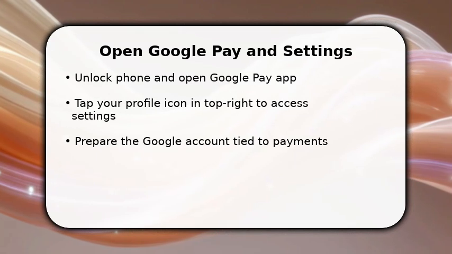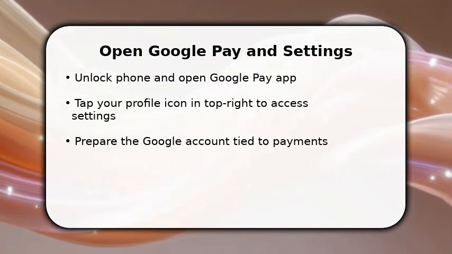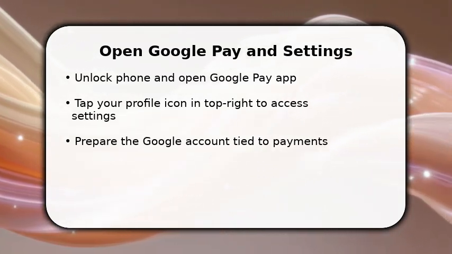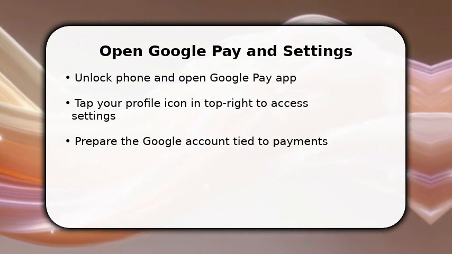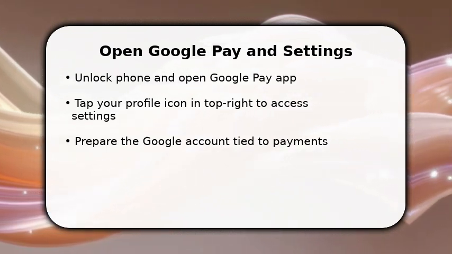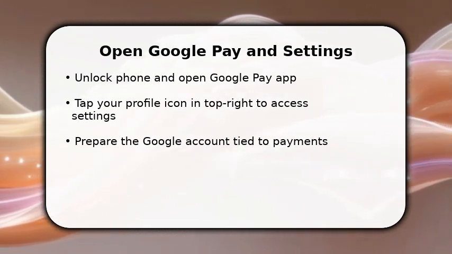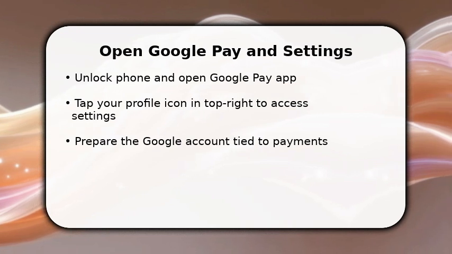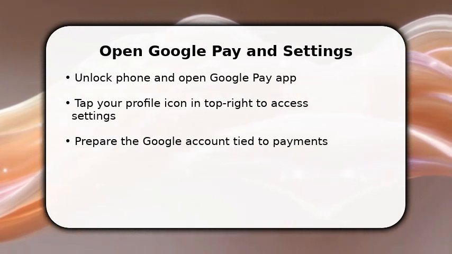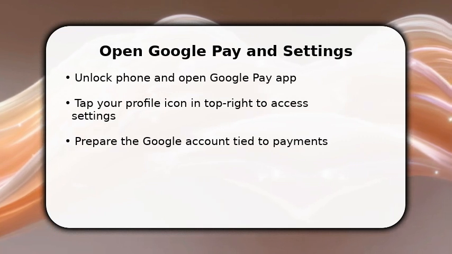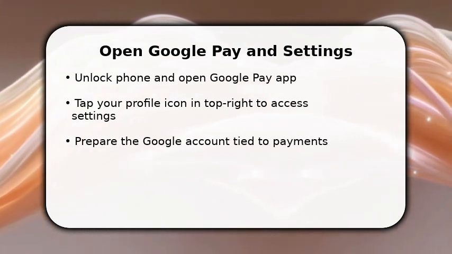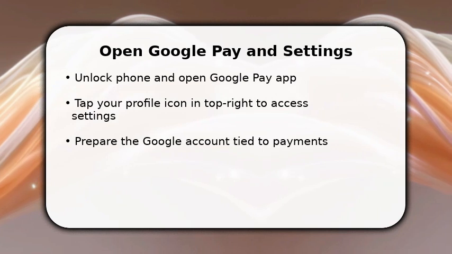You start inside Google Pay, open the app and tap your profile icon in the top right. Once there, choose Settings or Payments Profile to reach contact controls. Make sure you're signed into the account that holds the blocked contact. You do this because blocked contacts are per account and sometimes hidden under different menus. Finding the correct profile prevents accidental changes to another account.